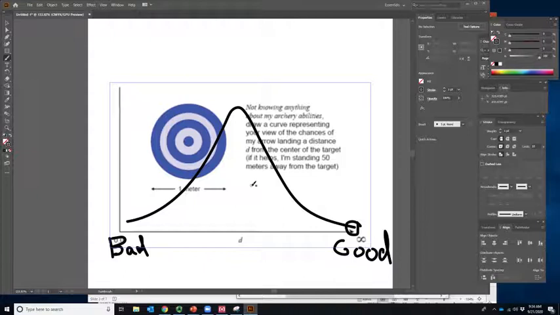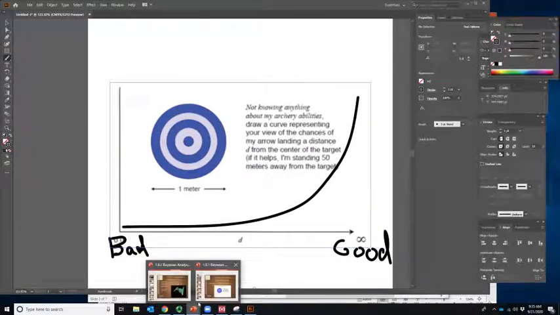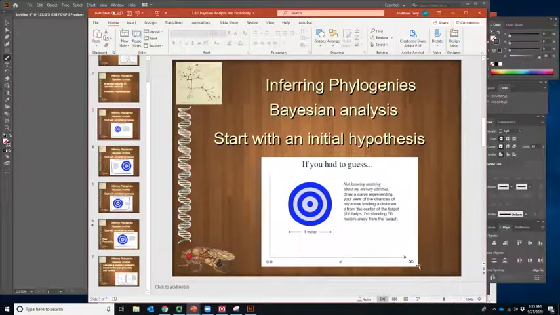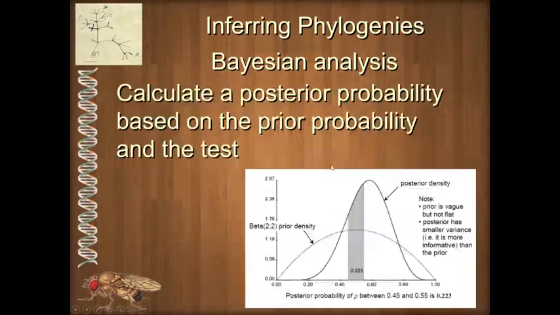So we don't know ahead of time what our distribution curve looks like. Does it look like this? Or does it look like this, being fairly skewed? We don't know ahead of time. And so what we can do is a Bayesian analysis. We start with our best guess, with an initial hypothesis about this distribution. And maybe we make a fairly flat curve if we don't have much. And then we run a few iterations.